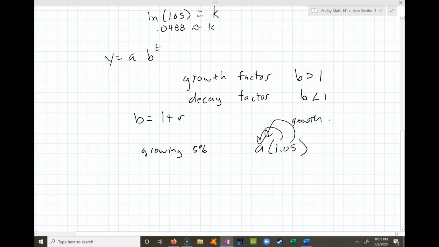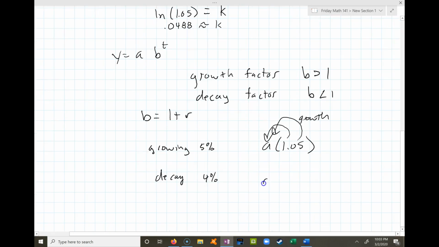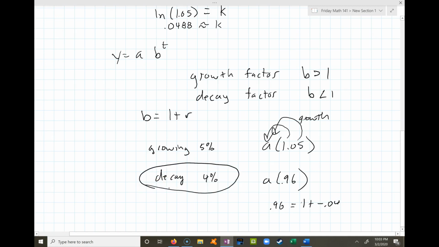Okay? And you can see the same thing happens with decay. If I'm decaying 4%, let's say, then that means that I'm losing 4% of my stuff. That means that I have 96% of my stuff left over. So notice that 0.96 is equal to 1 plus negative 0.04. So if we want to represent a decay rate as negative and a growth rate as positive, then this equation works no matter what the rate is.